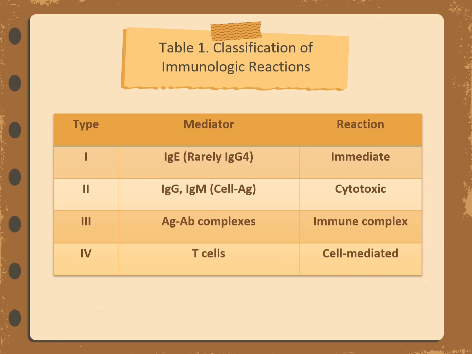For this table, these are the classifications of immunologic reactions. Type 1, its mediator is IgE and its reaction is immediate. Type 2, IgG and IgM and its reaction is cytotoxic. Type 3, its mediator is Ag and Ab complexes and its reaction is immune complex. While type 4, its mediator is T cells and its reaction is cell mediated.